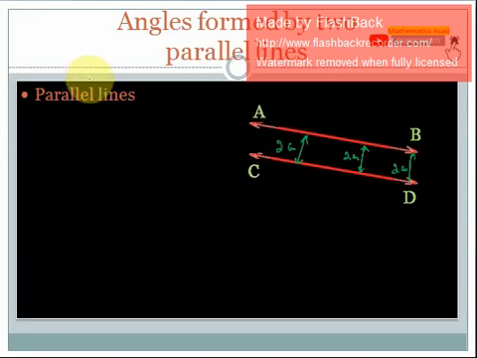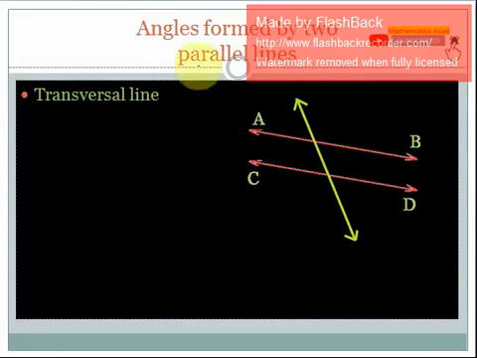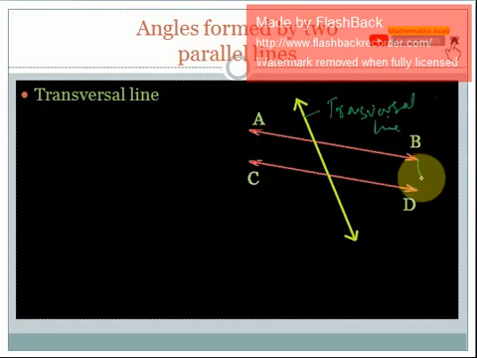And the property generated by the parallel lines is when they are intersected by one line. This line, when it cuts, is called the transversal line. Let's see the next video, transversal line. The transversal line is the line which cuts two parallel lines, and they are parallel lines.